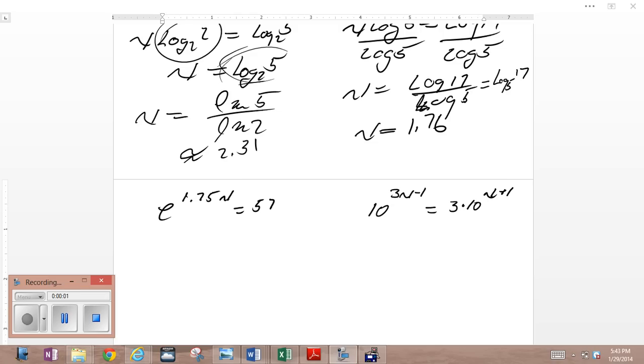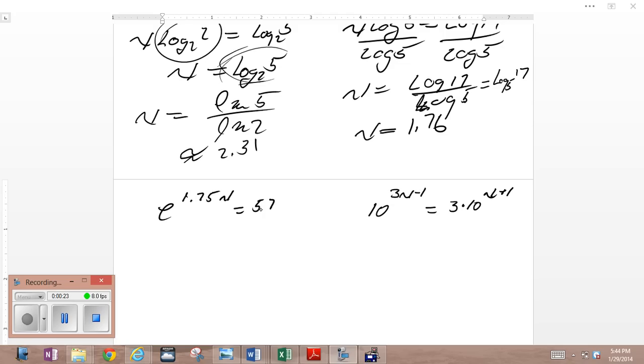All right, let's take a look at some exponent problems which we need to resolve by taking the log of both sides. We'll get a few of these that are some of the ones that you see on your worksheet, and then we'll just plug along. So e to the 1.75x equals 57.